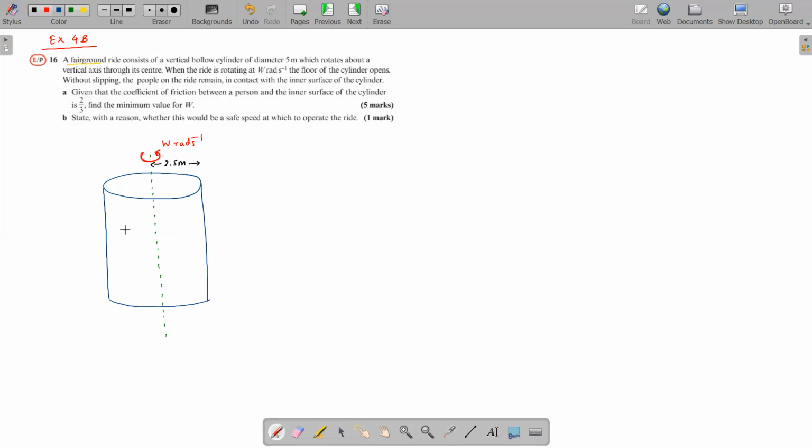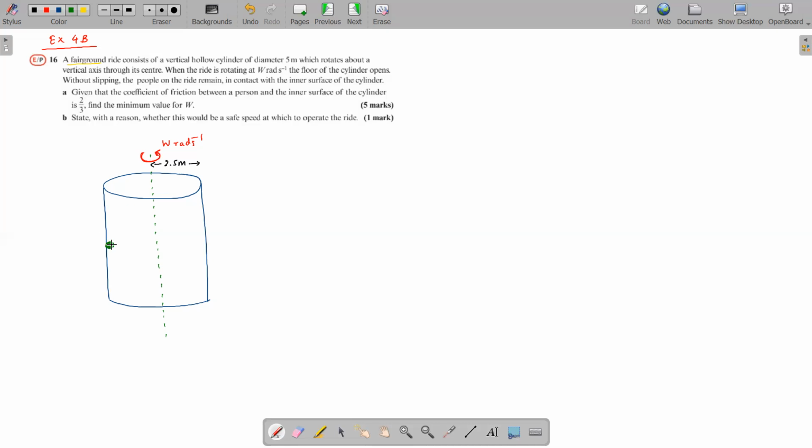So what do we have here? Let's consider one person. I'll consider one person as a particle. This is where the person is. I hope you guys can understand how this occurs, right? When this starts spinning a little bit fast, the person is pressed against the wall. He's going to be pushed against the wall just because of the circular motion. So he doesn't need any support in his feet.